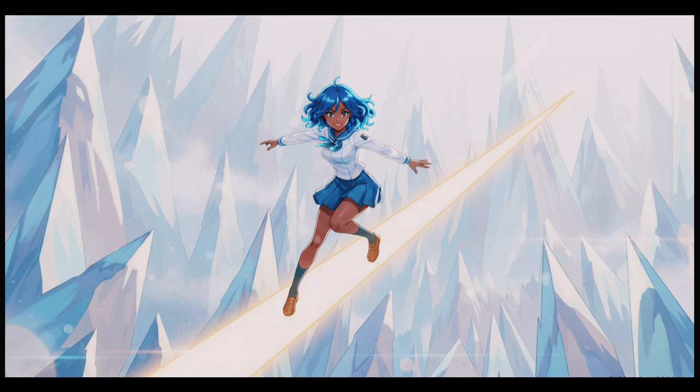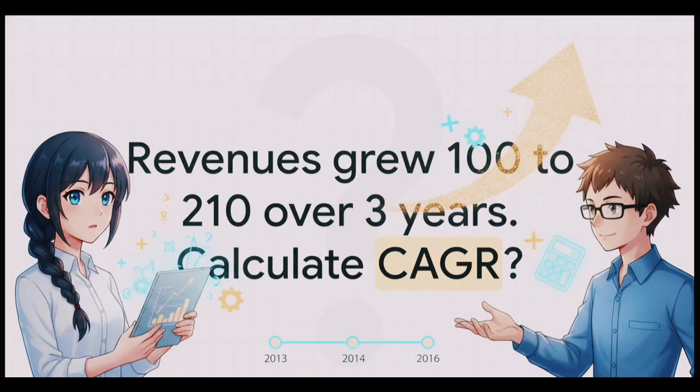CAGR is the smoothed, annualized gain. In the real world, revenues might jump up 20% one year, fall 5% the next, and spike 30% the year after. It's too volatile to understand easily. CAGR magically smooths out these wild ups and downs to give us one clear, single average growth metric over a specific time period. Let's tackle this example directly from the source material.